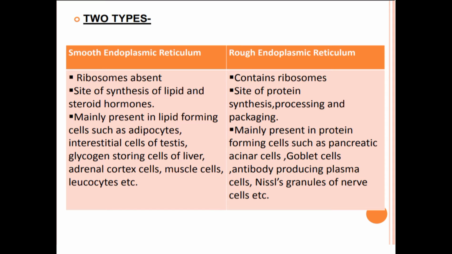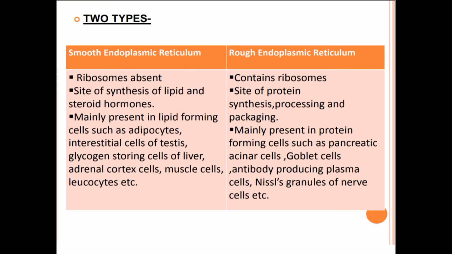Smooth ER is mainly present in lipid forming cells such as adipocytes, interstitial cells of testes, glycogen storing cells of liver, adrenal cortex cells, muscle cells, and leukocytes, etc. So wherever lipid formation takes place, in such areas we can see the smooth endoplasmic reticulum.